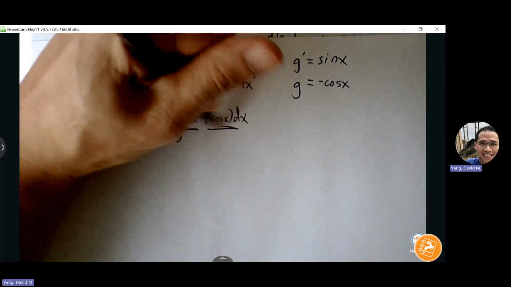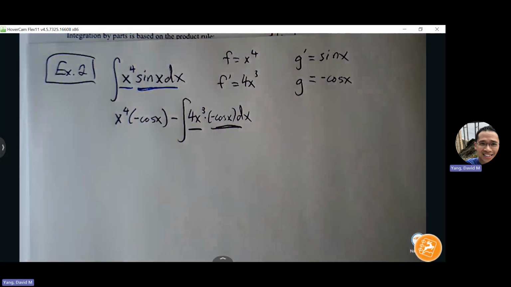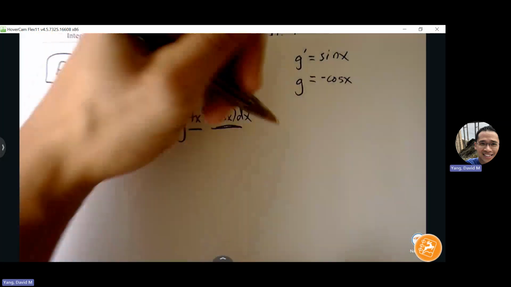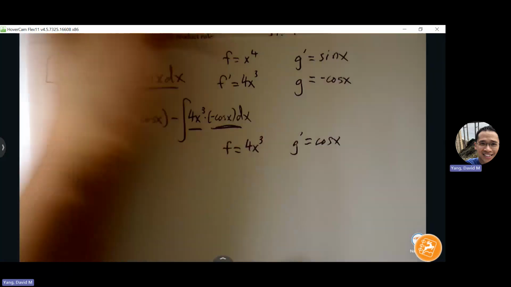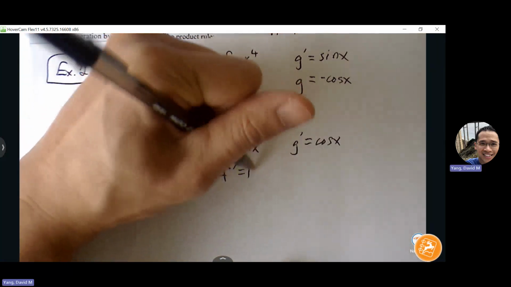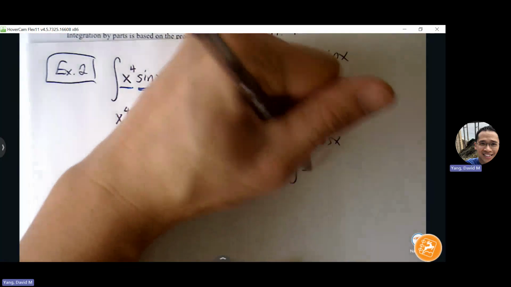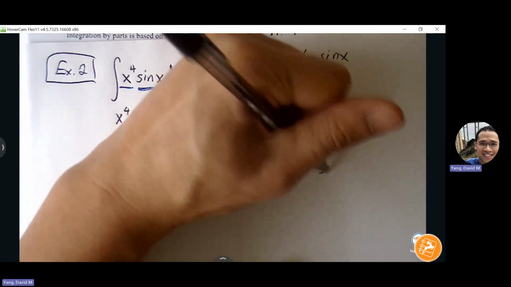Another integration by parts, right? And this is tedious, right? Having to do a nested integration by parts is not going to be a fun process. So this would be 4x cubed. G prime will be cosine of x. F prime will be 12x squared. And G is going to be positive sine x.